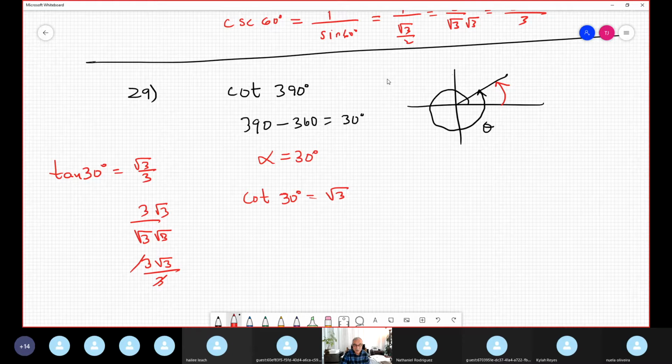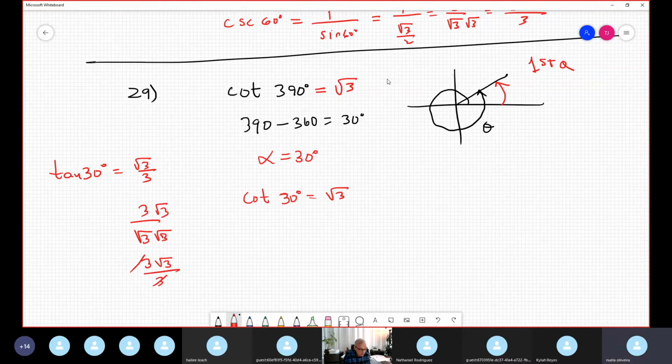And what about the sign? Is it the same or different? Is it positive or is it negative? It's negative, Professor. Oh, it's positive. Because 390 degrees lies in the first quadrant. It's the 4. Sorry, Professor. Okay, 390 degrees lies in the first quadrant. Okay? Therefore, alpha and theta are the same.